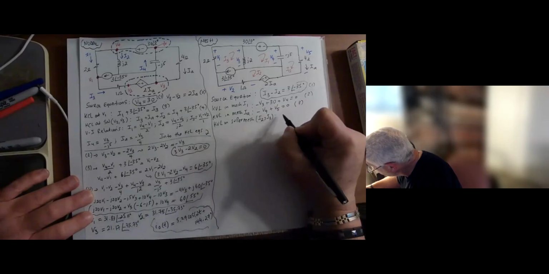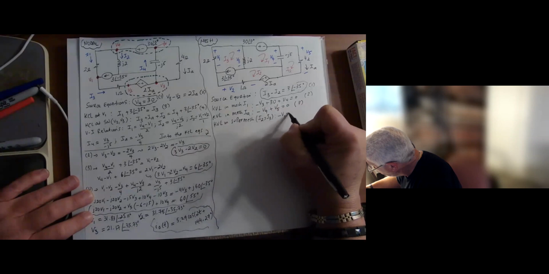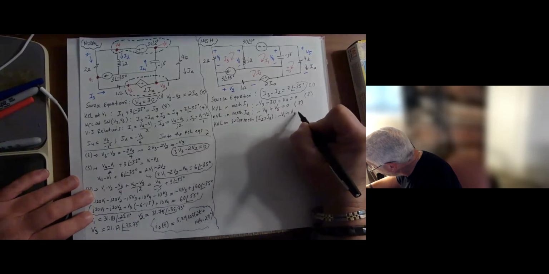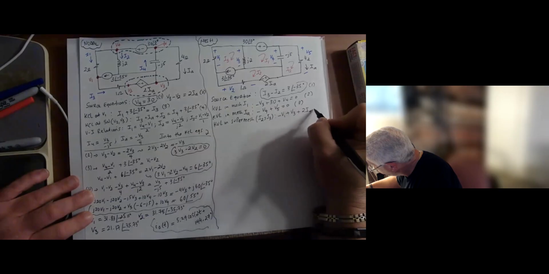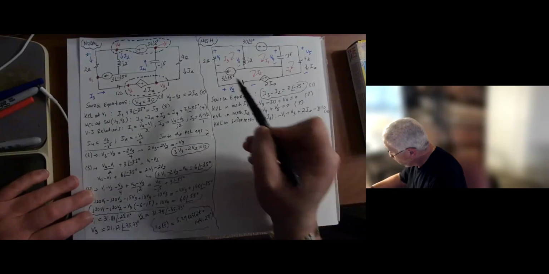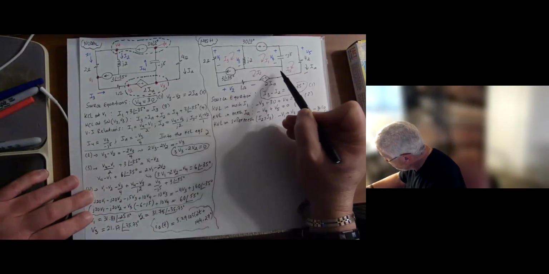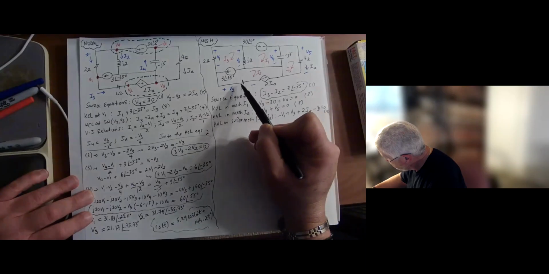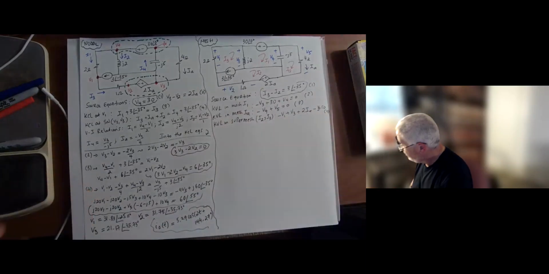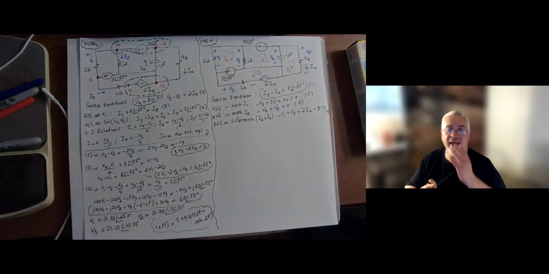So what is it essentially? Minus V1 plus V3 plus 2IA minus V2 equals 0, equation 4. So we get minus V1 plus V3 plus 2IA minus V2 equals 0. That's equation 4. These are our base equations.